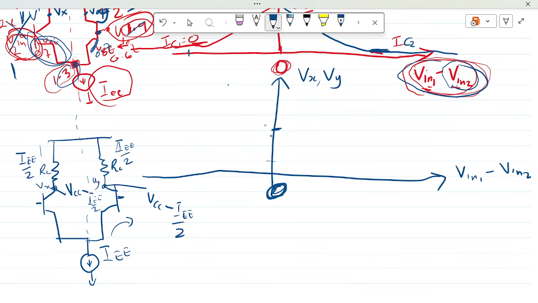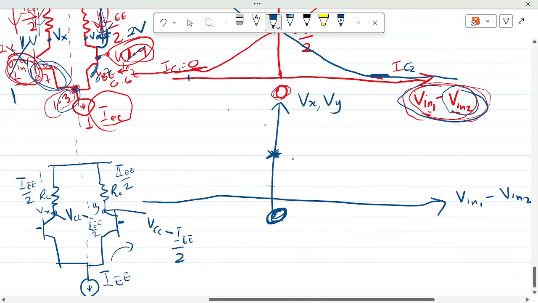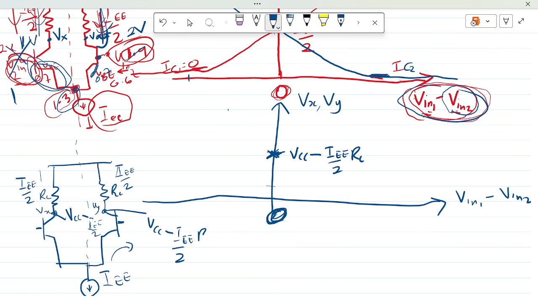Okay, so in the first instance, just as we did for the current, we find the value of the voltage here, and that's going to be VCC minus IEE over 2 RC. So I left out the RC here.